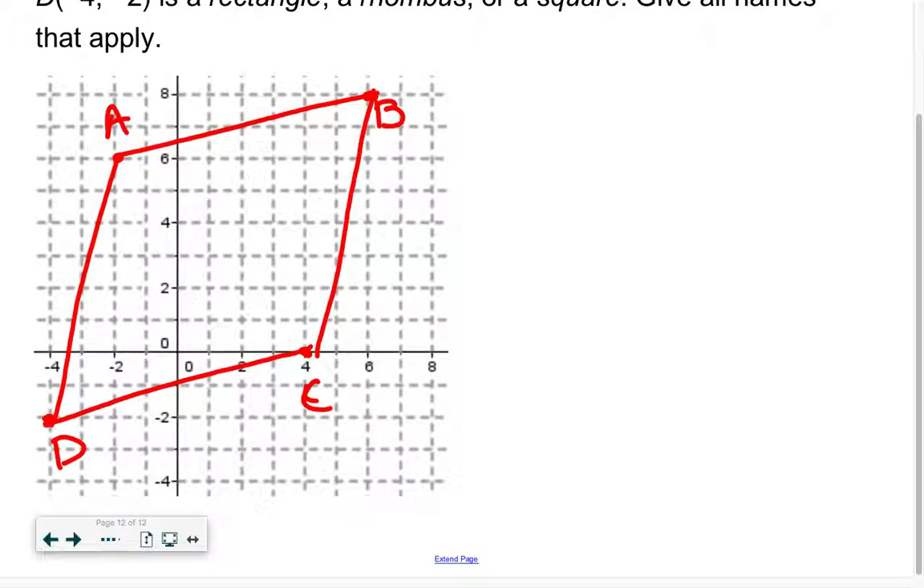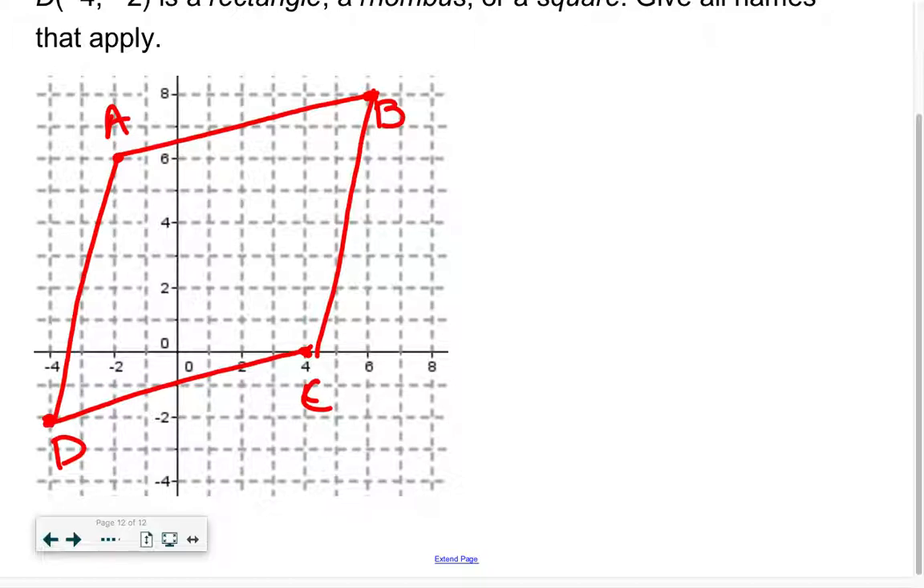Now, it says my options in the directions are rectangle, rhombus, or square. I'm pretty positive I know which of those three it is, just looking at it. What do you guys think? Yeah, I'm pretty sure it's a rhombus. I'm pretty sure it's not a square, and I'm pretty sure it's not a rectangle. But we have to prove it using work.